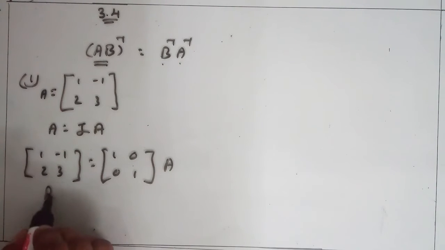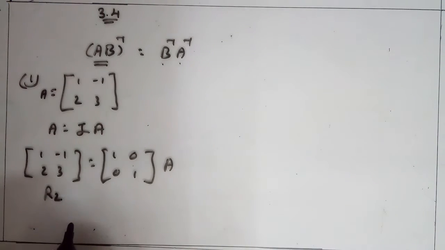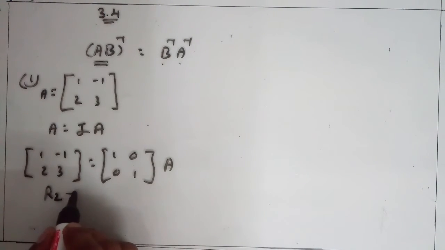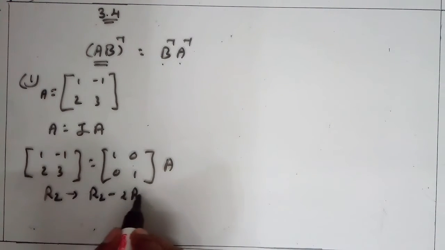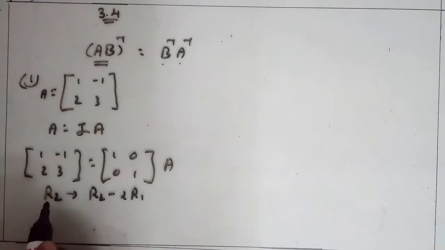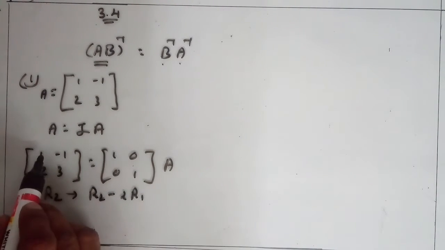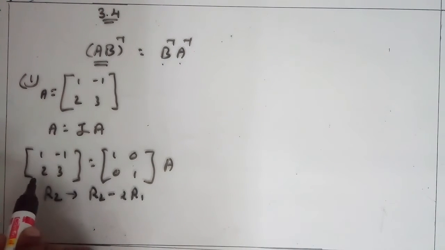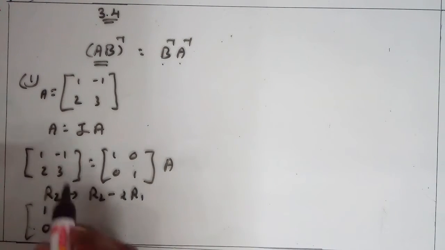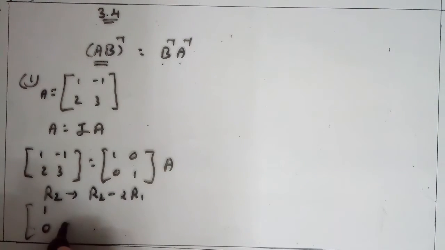Multiplying, second, here first, R2 implies R2 minus 2 R1. Here we apply R2 implies R2 minus 2 R1. That is multiplying each entry of the first row by 2 and subtracting from the second. Here we get 1, 0, multiplying this by 2, so minus 2 and subtracting from this, so it becomes 5.